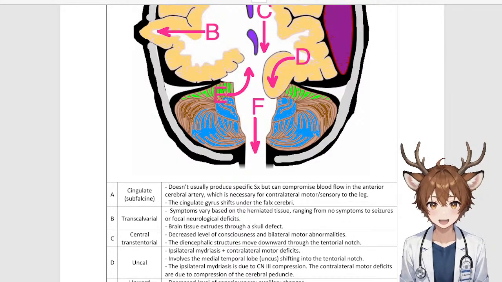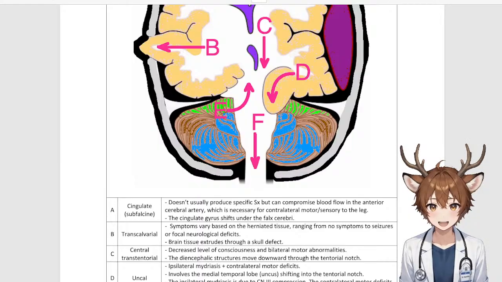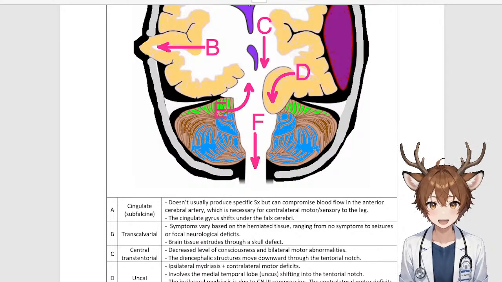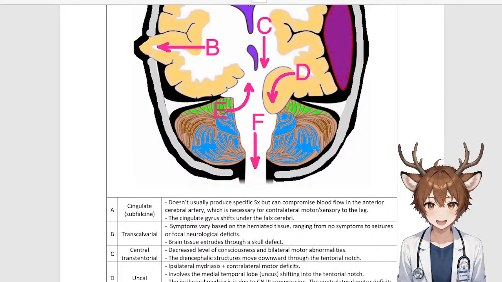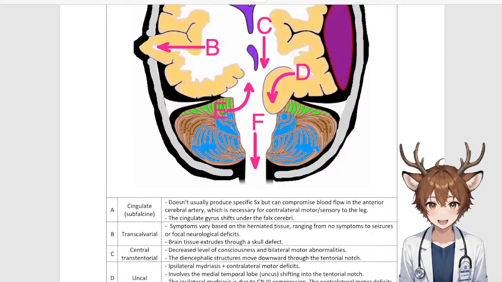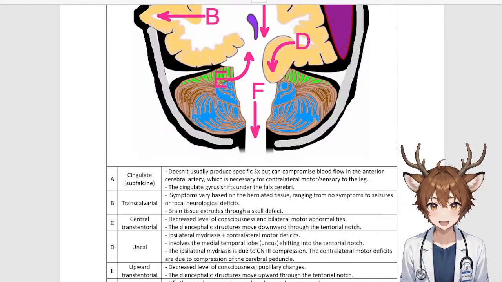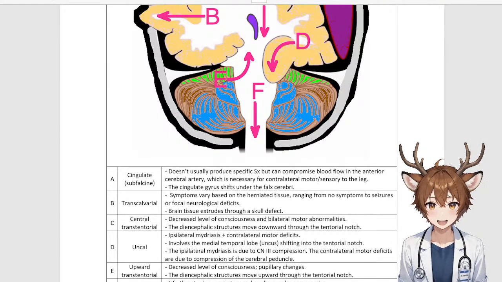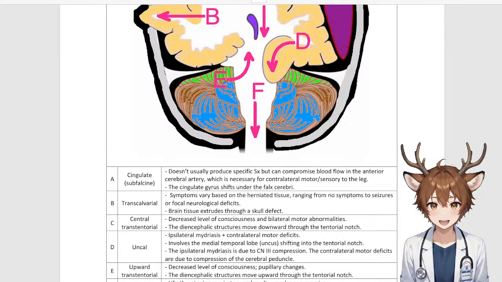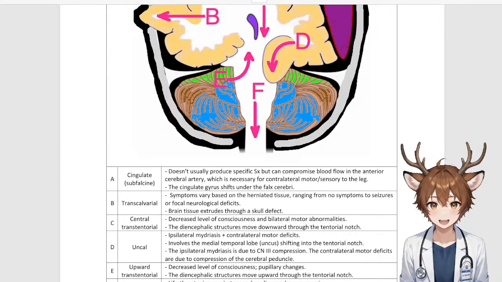And then we have E. Let's go up a little bit. E, which is an upward transtentorial herniation, with decreased level of consciousness and pupillary changes. The diencephalic structures move upward through the tentorial notch. And then finally, F, tonsillar herniation, with life-threatening respiratory and cardiovascular compromise. Cerebellar tonsils move downward into the foramen magnum, compressing the brainstem, and can cause decerebrate or decorticate posturing.